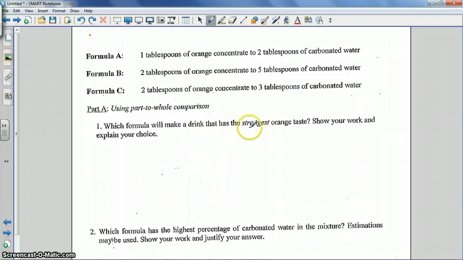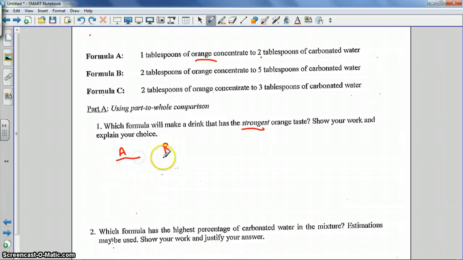Which formula will make the drink that has the strongest orange taste? Well, I'm sure it isn't a big leap for you to know that the strongest is the one with the most orange compared to the water. Now, these look like they have the most, but they also have more water, so they may not necessarily have the most. So I'm going to compare 2 of them. I'm going to compare Formula A with Formula B.